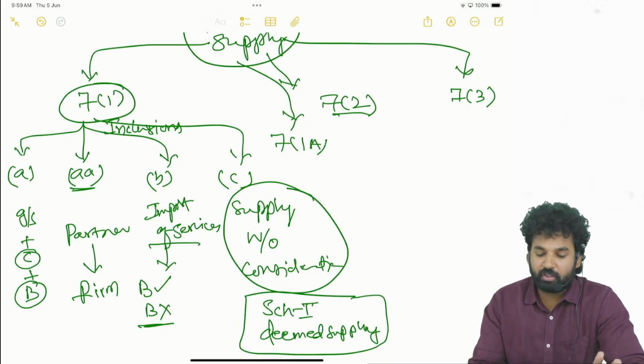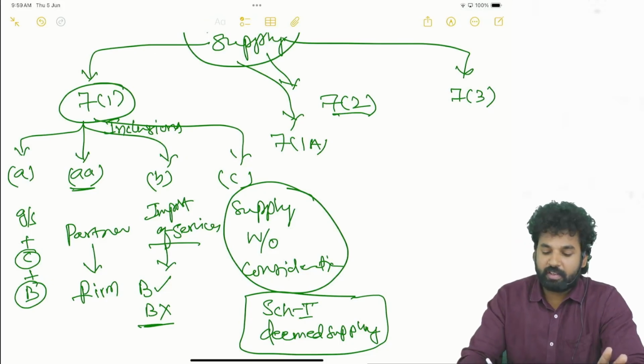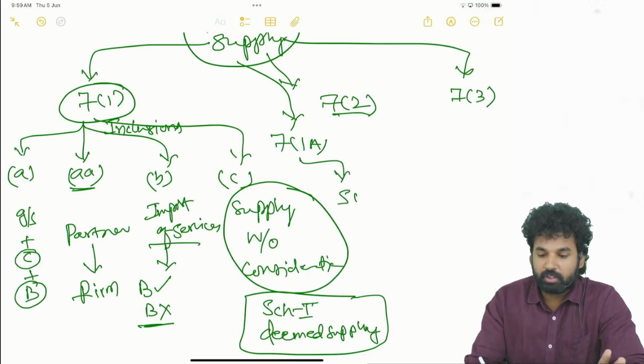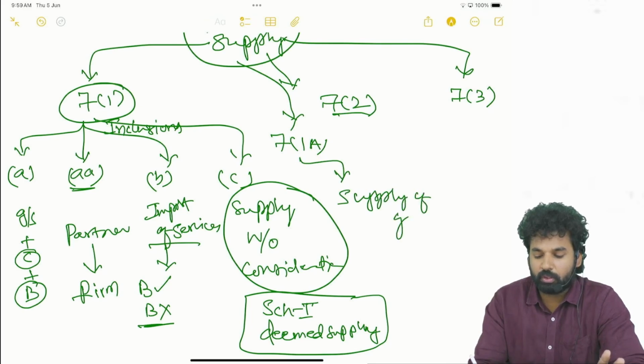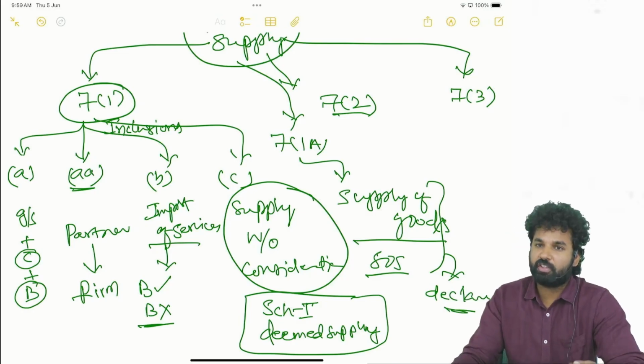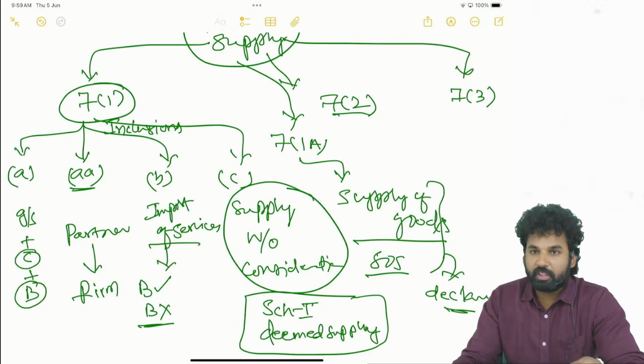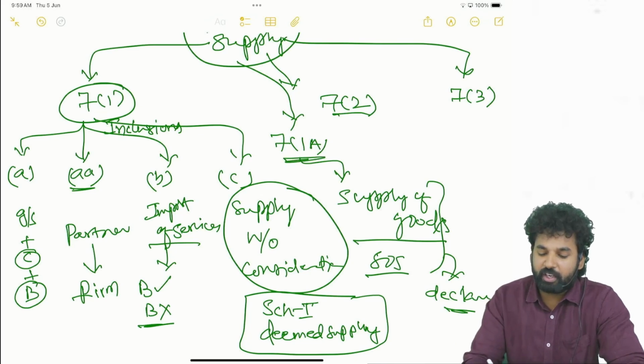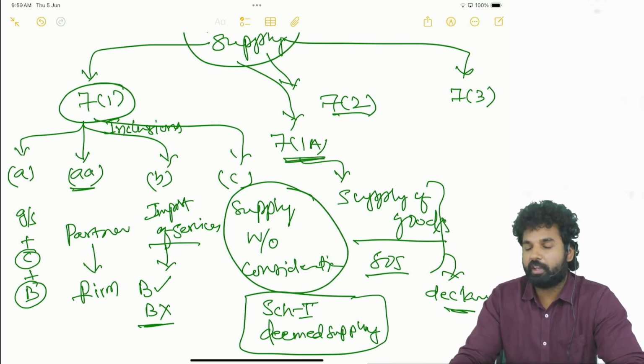Next, 7 subsection 2 is also there. 7.1A is with respect to supply of goods or supply of services; it is a declared supply. That means if anything is covered under 7.1A, 7.1AA, 7.1B or 7.1C, so if these activities are already supply, then we need to consider whether it is a supply of goods or a supply of services. There are some supplies which shall be declared in the way it is declared in Schedule 2. Why it is like that, we will talk later.